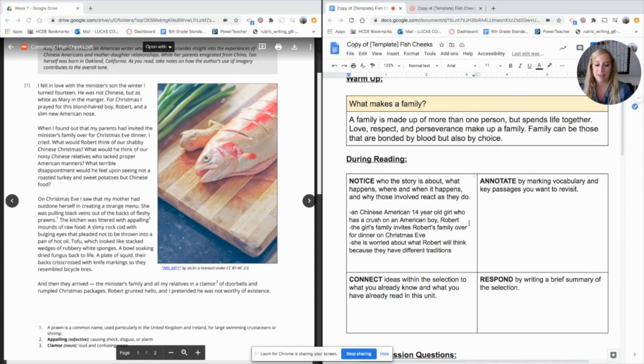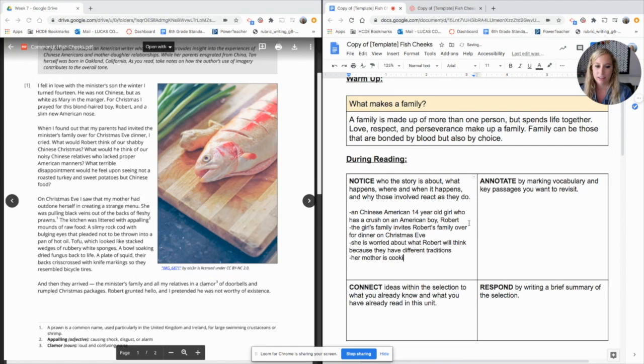So we see that her mother is cooking and it's a feast. We see that she acknowledges that her mother has outdone herself in creating this Chinese food dinner for their American guest, and they're having raw food, they're having tofu, and they're having squid, and she's making all of this for her guest.